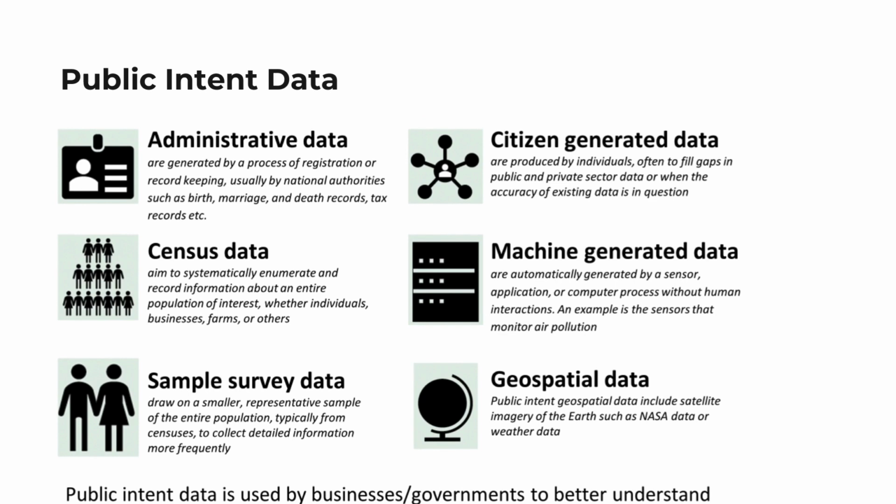We also have machine-generated data, which is data that is automatically generated by a sensor or an application or even a computer process without human interaction. And a simple example would be sensors that monitor air pollution, and they'll be able to give you that data. Or even if you have a smartwatch, you're able to see your exercise, the number of steps you've taken, you're able to see your heart rate. So this is something that could also be defined as machine-generated data because your smartwatch is connected to you, but it is automatically producing this type of information.